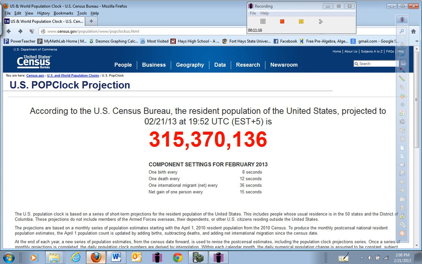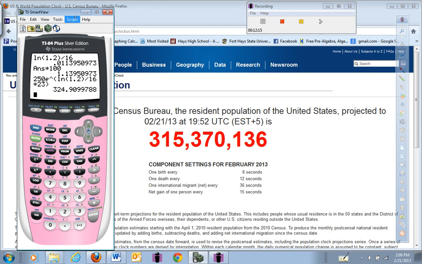So it says the actual population, according to the Census Bureau, is 315,370,136. And then you can see here that a birth about every 8 seconds, a death about every 12 seconds, an international immigrant every 36 seconds, and the net gain of one person then is every 15 seconds. So you could figure that out over the course of a year. About every 15 seconds we have a net gain of one person. So our estimate, which was 320, let's get my calculator up here. Our estimate was 324,900,000, which is off, isn't it?